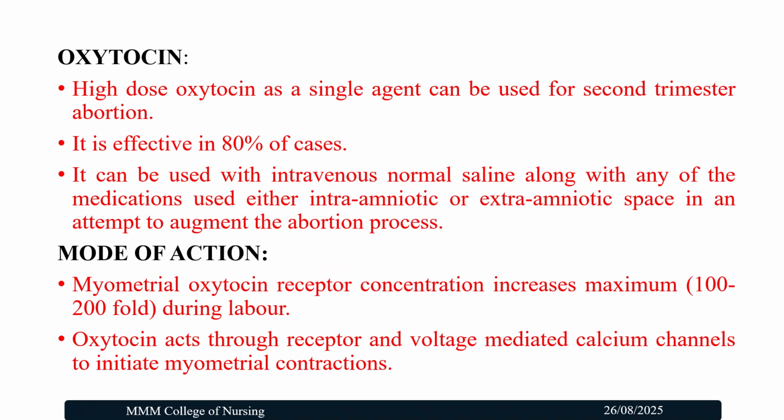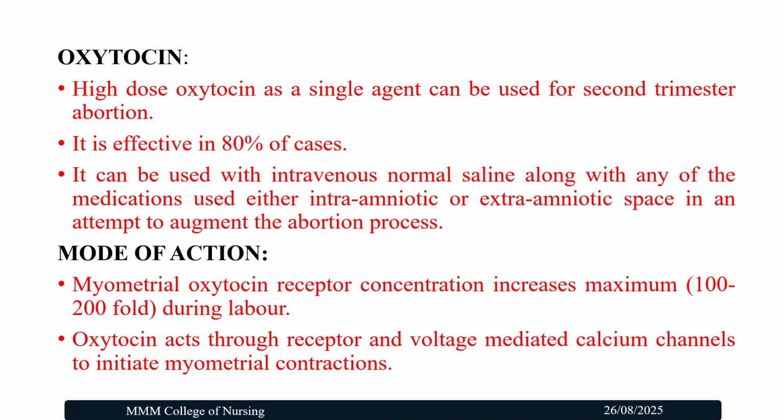Coming to the oxytocin method. Here high dose oxytocin as a single agent can be used for a second trimester abortion. It is effective in 80% of cases. It can be used with intravenous normal saline along with any of the medications used either intra-amniotic or extra-amniotic space in an attempt to augment the abortion process.